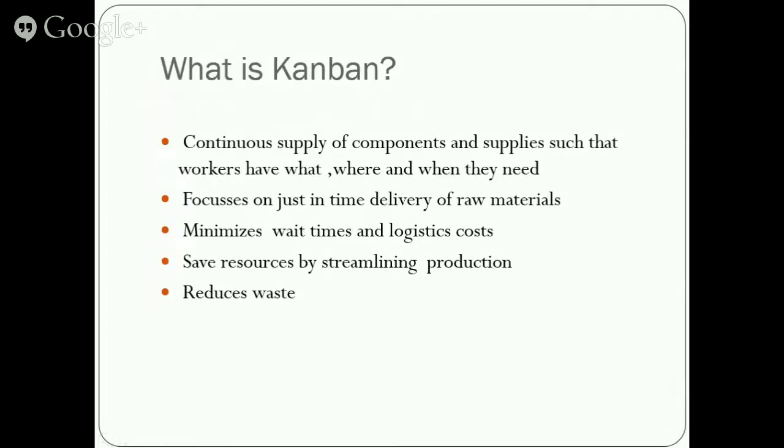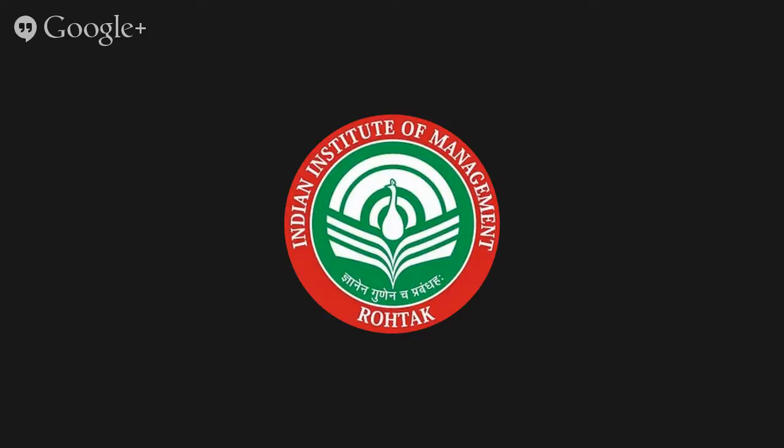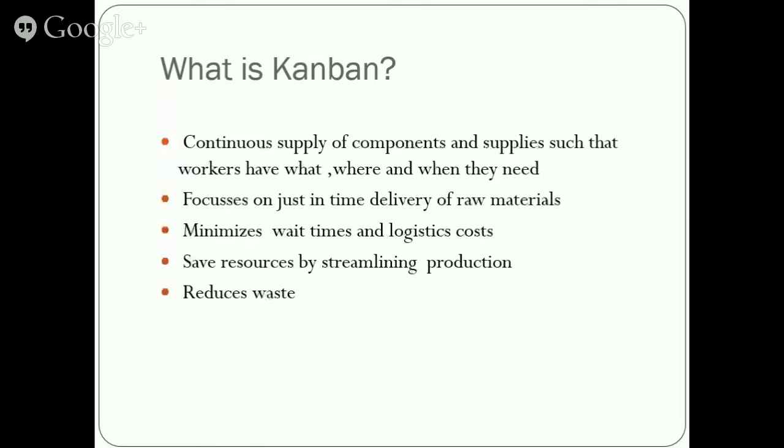Now, talking about Kanban, as I told you, it talks about the continuous supply of components so that workers know what they need, where they need, and when they need. And it talks about just-in-time delivery of the raw materials. So the underlying concept in Kanban is to save by different production items. This is followed throughout the industry, and the components have to be there whenever they are required.